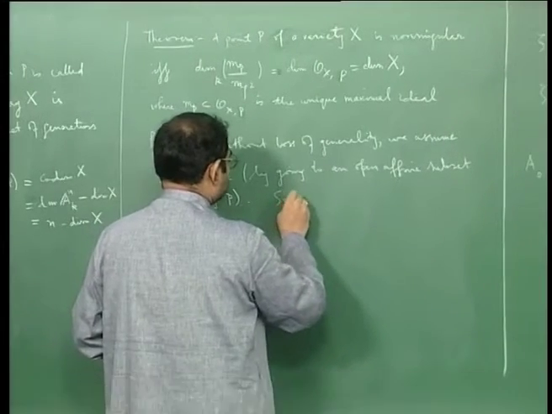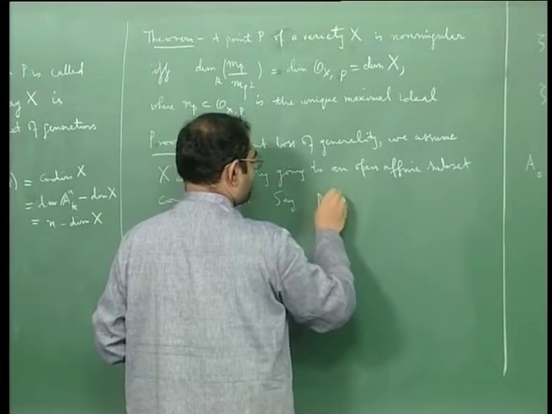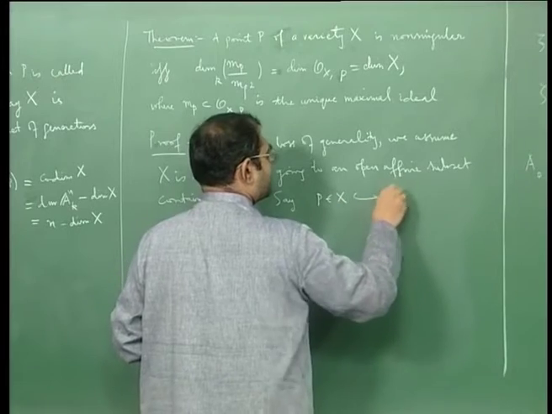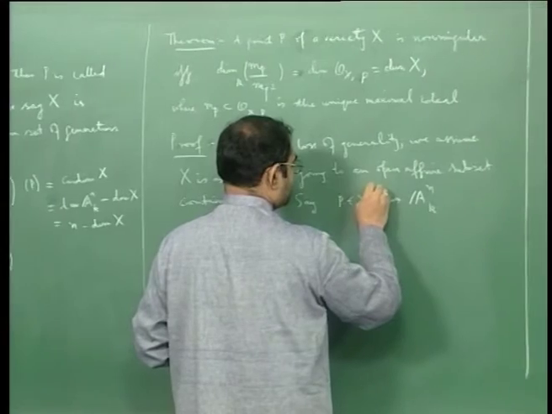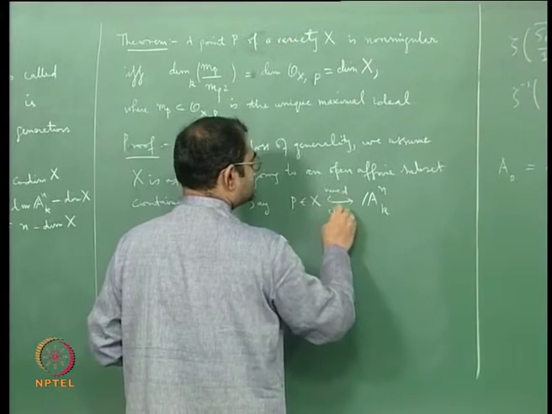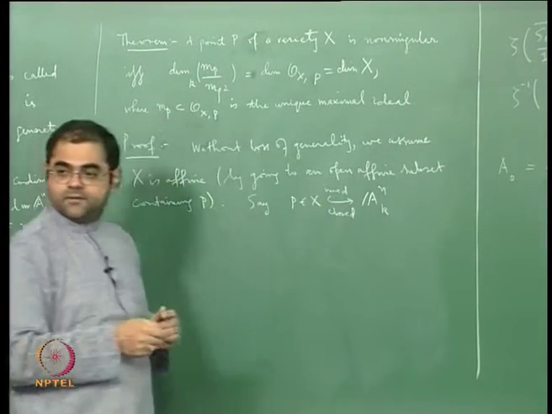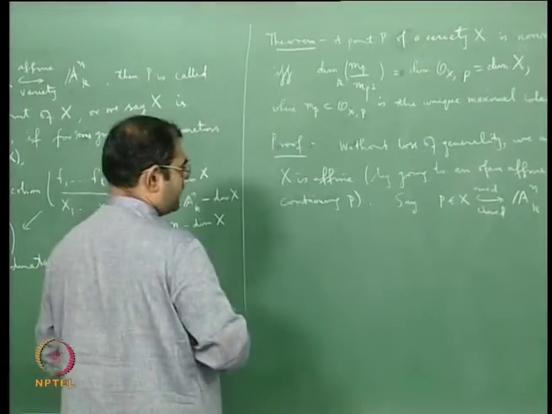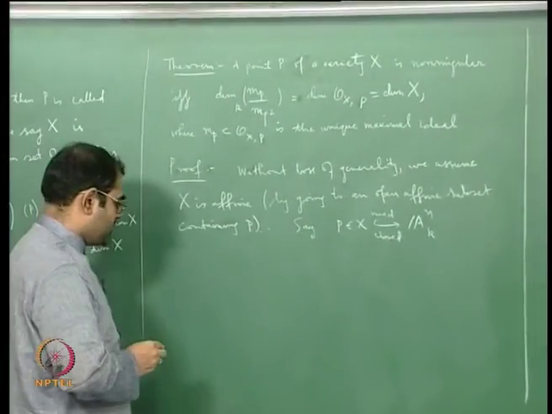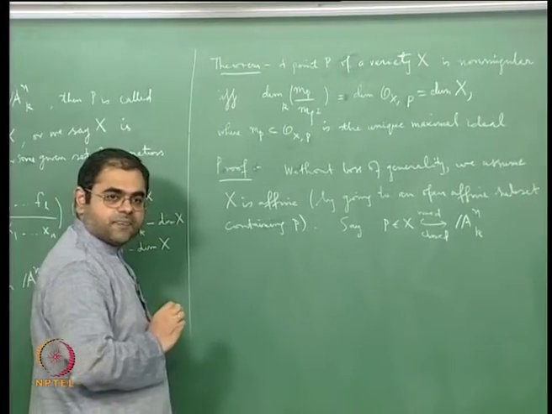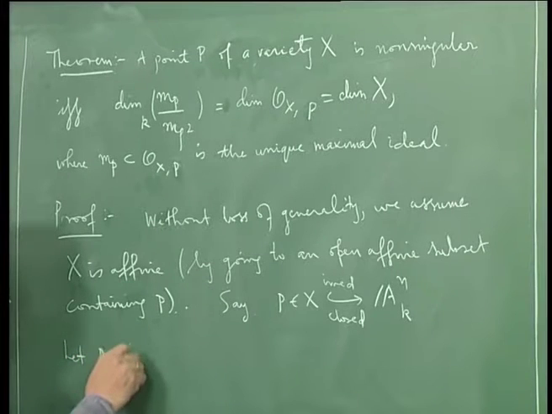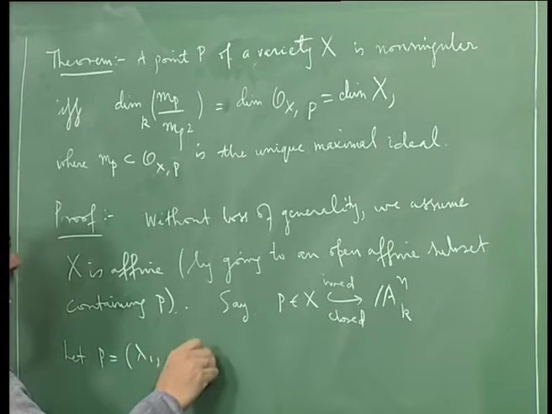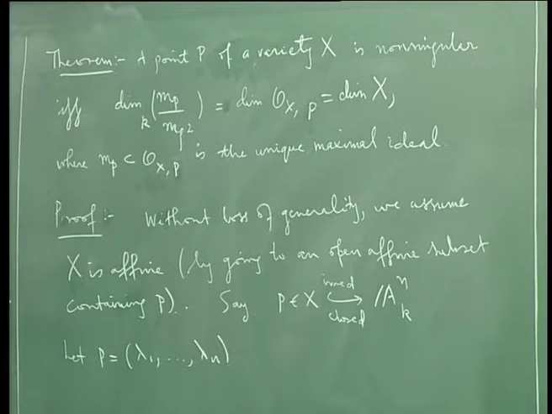So say we are in this situation: P is a point of X, which is inside affine n-space, and X is an affine variety, meaning an irreducible closed subset of A^n. Now we will do some calculations. First of all, let P be the point (λ1, ..., λn). P is a point of n-space anyway, so take its coordinates.